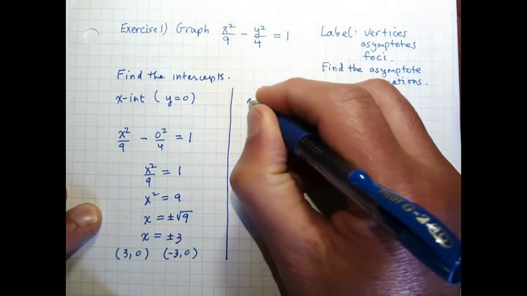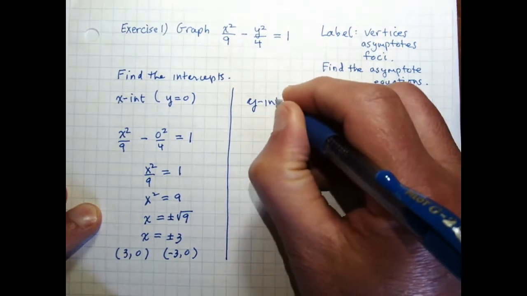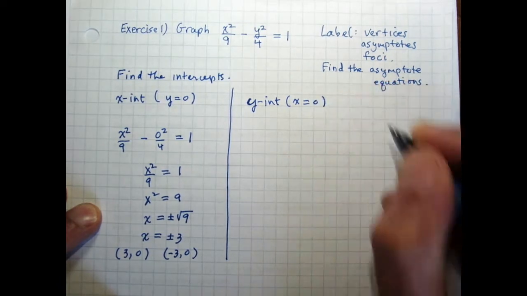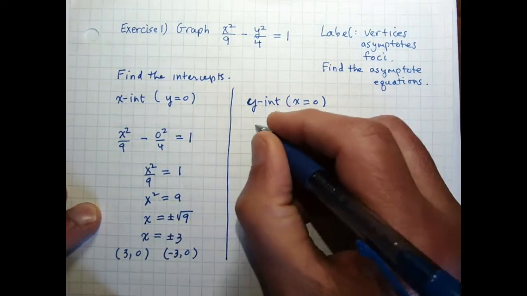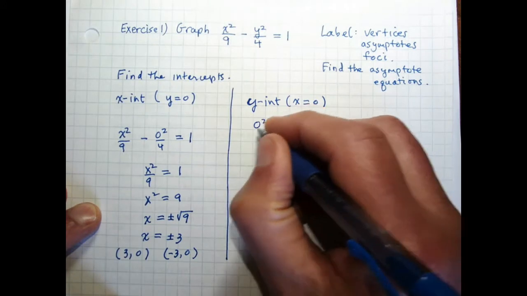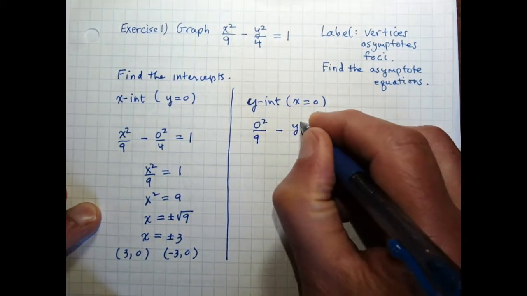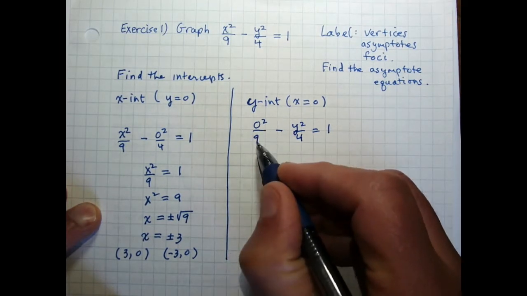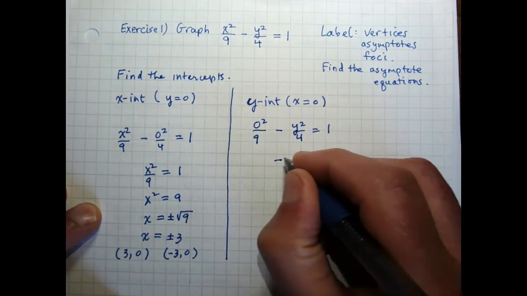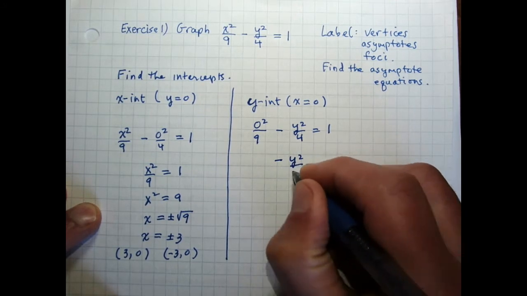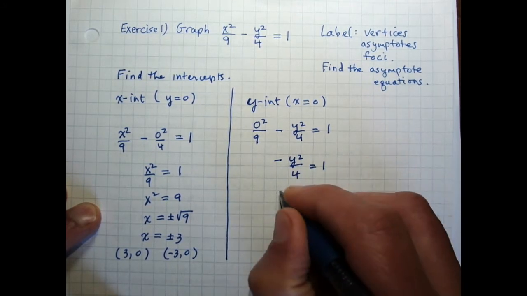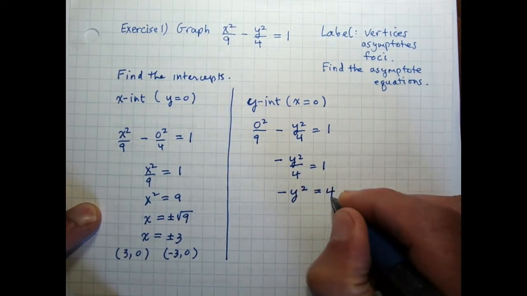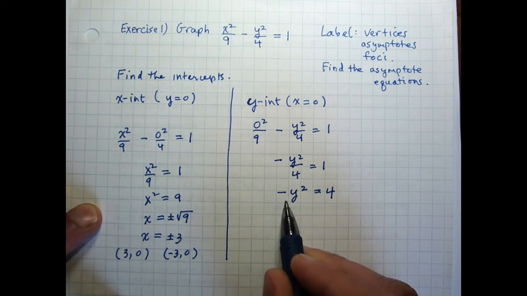Now, if I try to find y-intercepts, what's going to happen here? If I set x equal to 0 in that same equation, just notice the difference. I'm going to have 0 squared over 9 minus y squared over 4 equals 1. This 0 squared over 9 is just 0, but I'm left with minus y squared over 4 equals 1. If I multiply both sides by 4, I have minus y squared equals 4. And let's take this equation now.